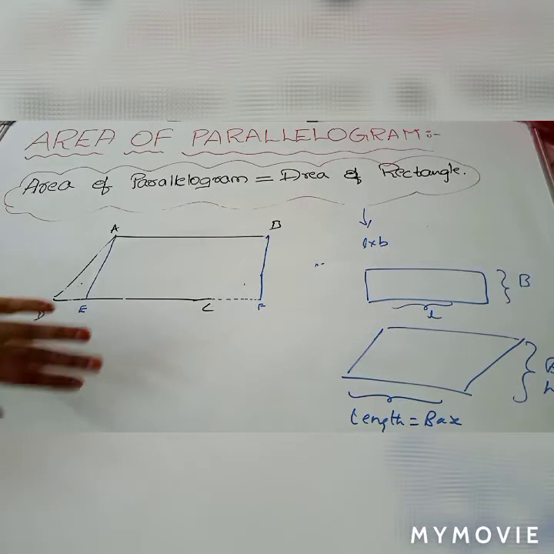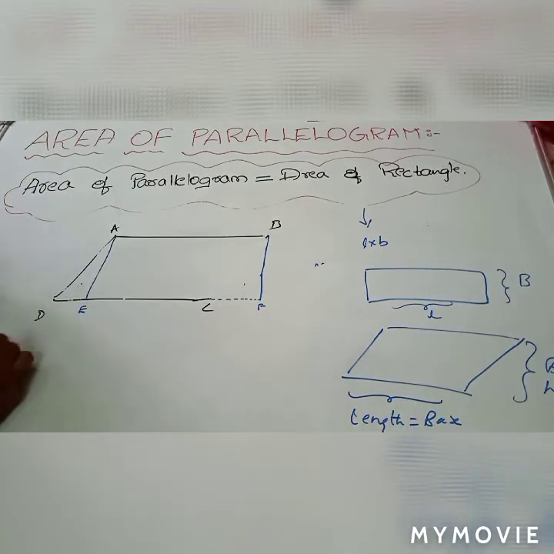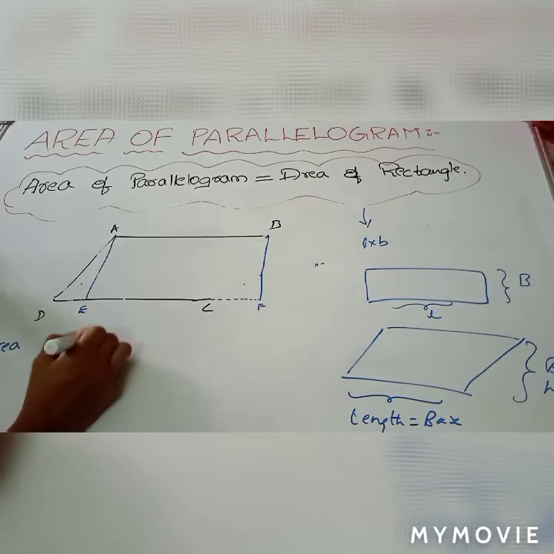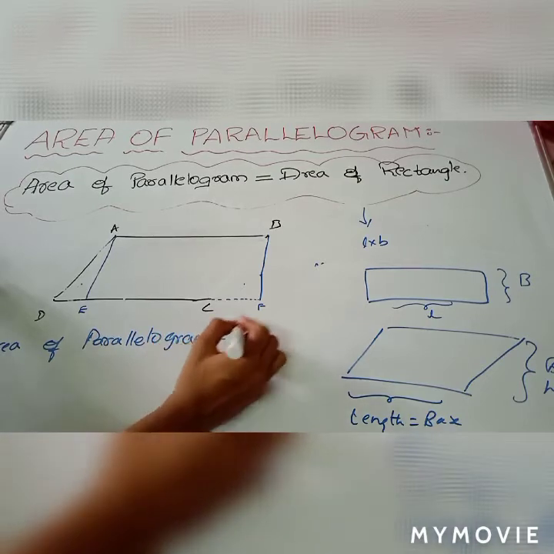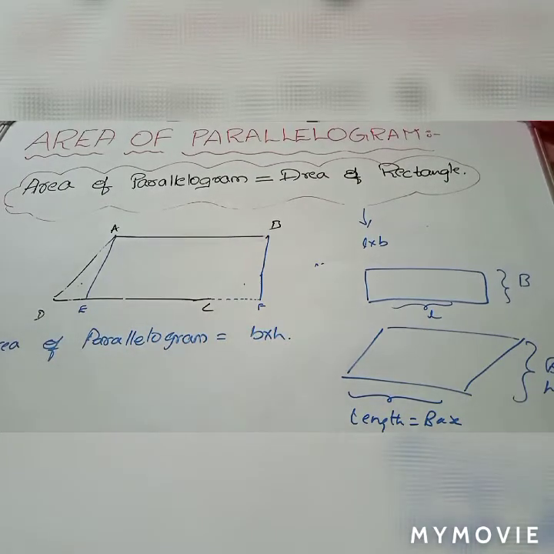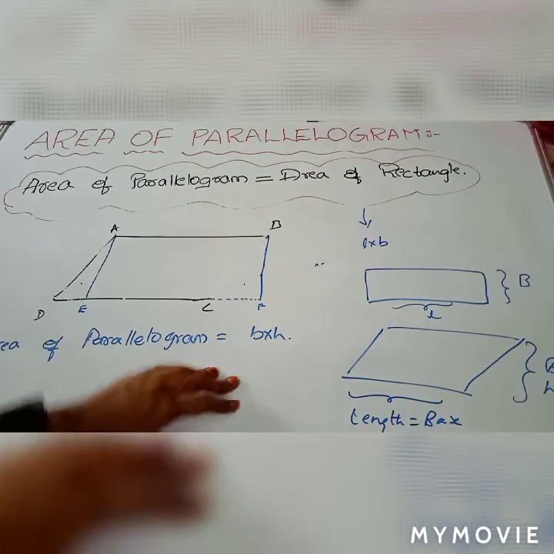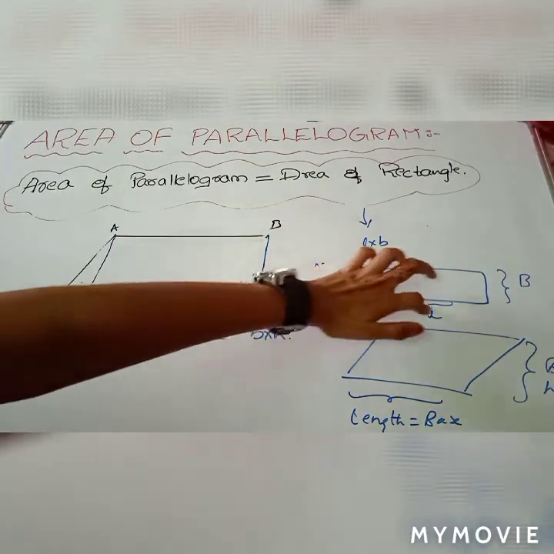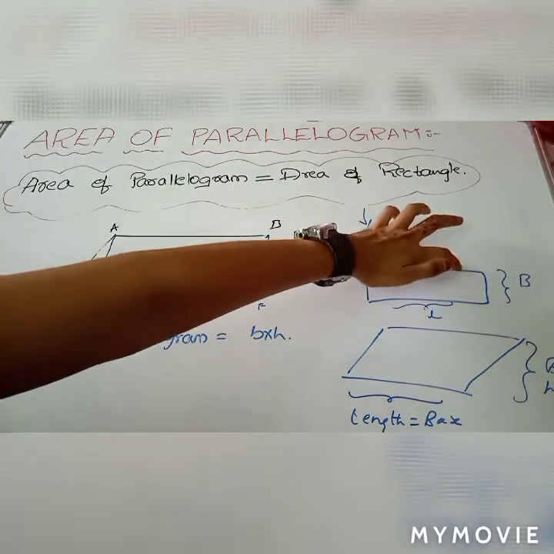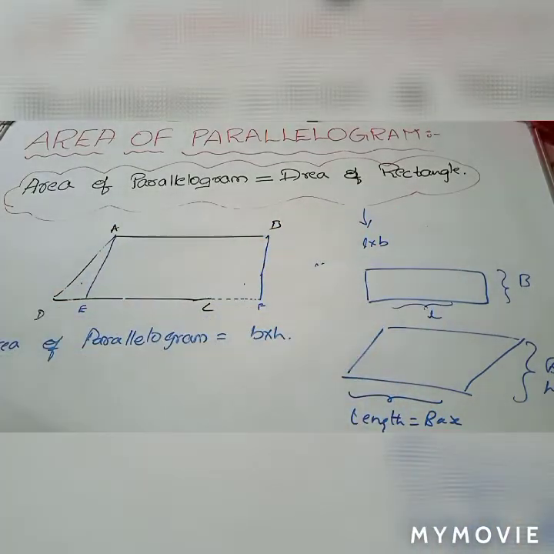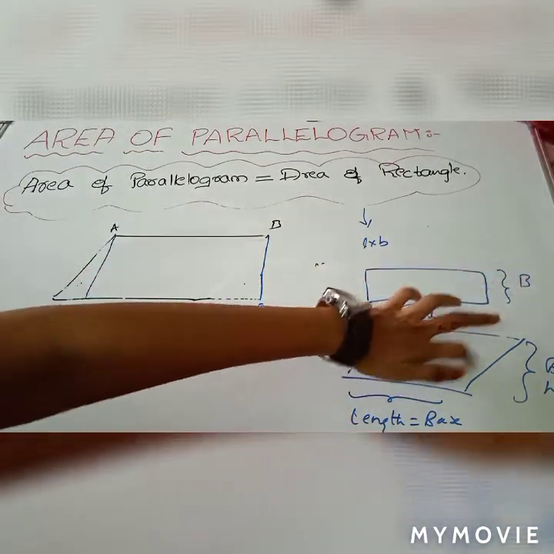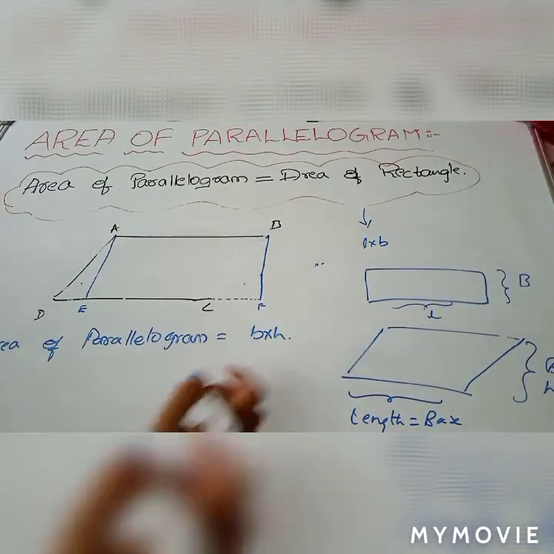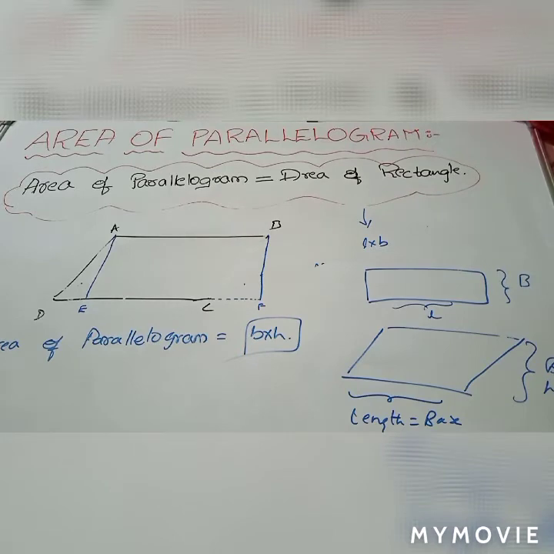So that means the area of a parallelogram is base into height. Okay, up to here clear? What's the formula of the area of a rectangle? Length into breadth. In the same way for a parallelogram, this line is known as base, that means length is equal to base, and this one is known as height, breadth is equal to height. So the area of a parallelogram is base into height, and the area of a rectangle is length into breadth.